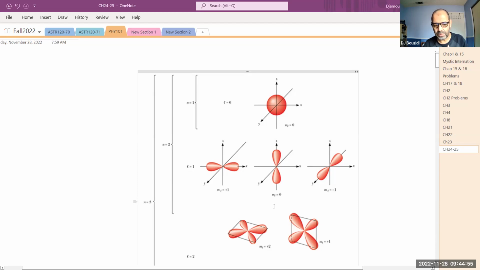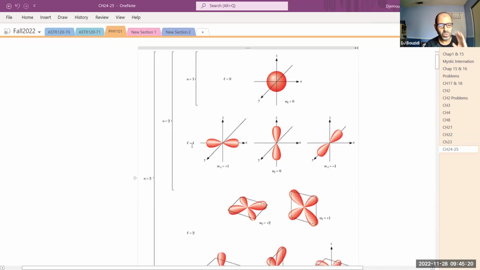We always take the z-axis to be 0, but that's by convention. That is usually the direction of the magnetic field. So again, this is now the orientation. This is how the electrons are going to be distributed around the atom when they are at the n equals 2, L equals 1 level. When they're in n equals 2 and L equals 0, they look exactly like this, just like the n equals 1.